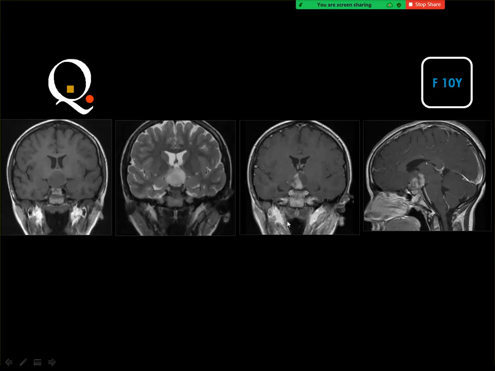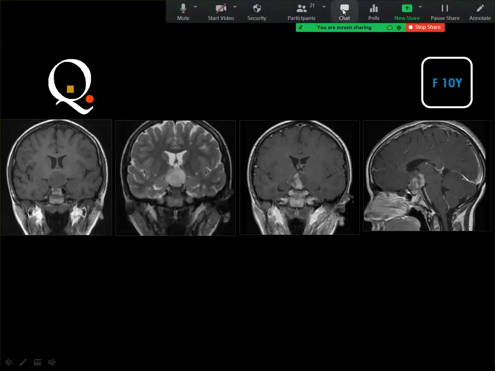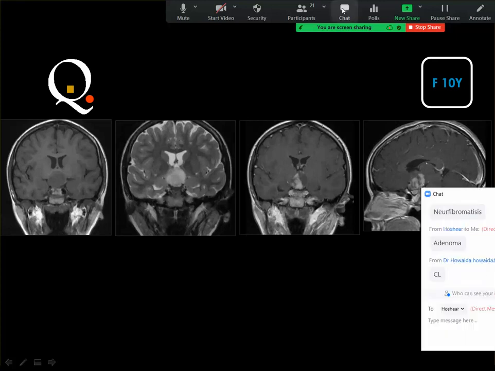Next case is a female child, 10 years old, and this is MRI of the sella showing T1, T2, T1 post contrast, coronal, and sagittal. Adenoma, no. Rathke's cleft cyst, no, it is enhancing. Craniopharyngioma, no, there is no cystic component. No, this is not a craniopharyngioma.